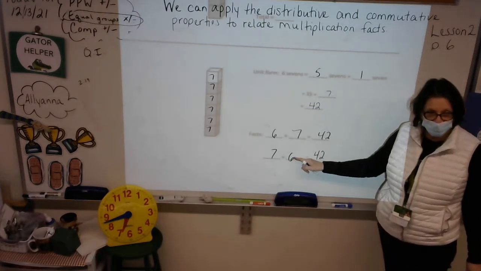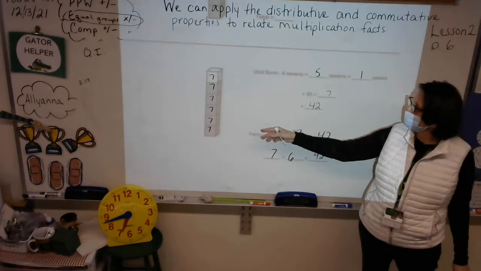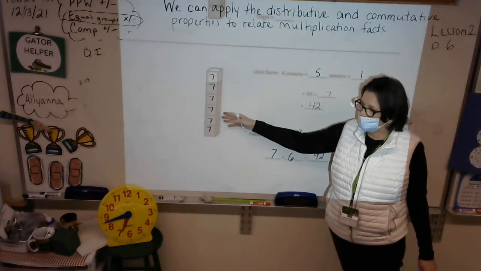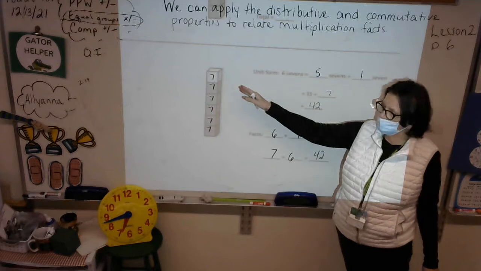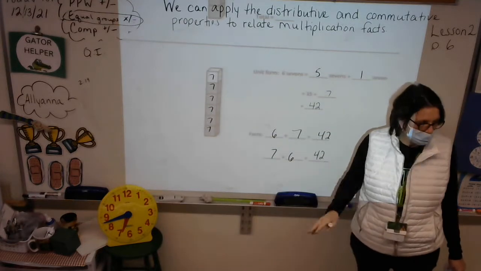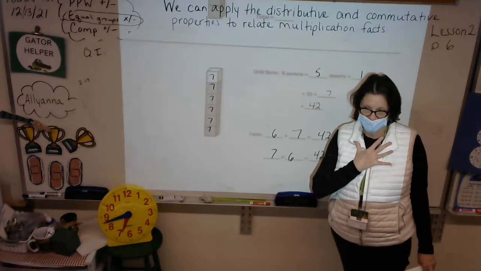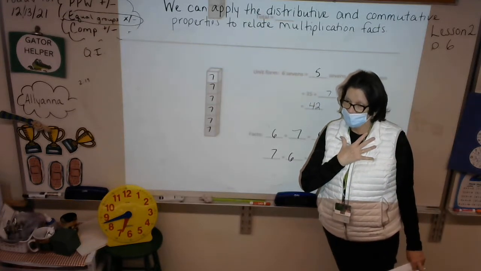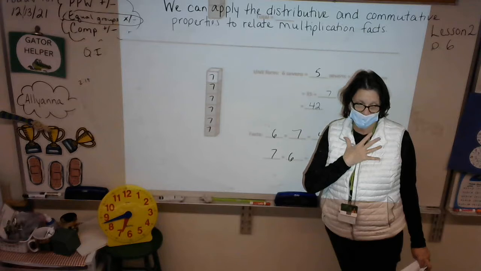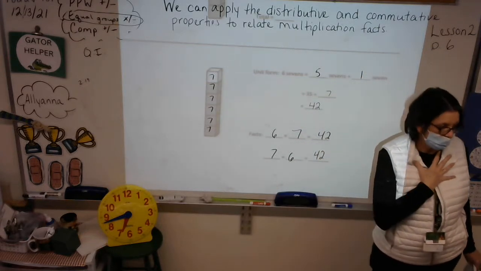So right here is our commutative property. This was our distributive property because we found what 5 times 7 was, and then we added 1 times 7. How does everybody feel about that so far? Fist 5. 5 means you could teach it to somebody, so let's be very honest.